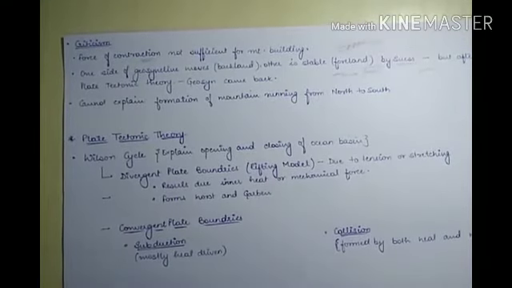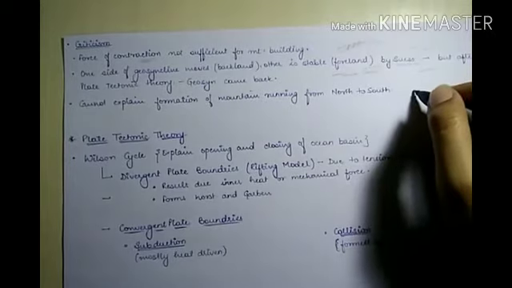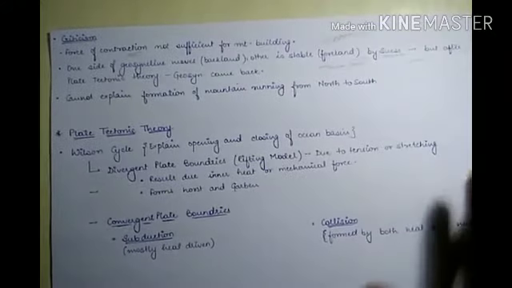now the next criticism is, Kober explained very nicely the formation of mountains which are running from west to east.